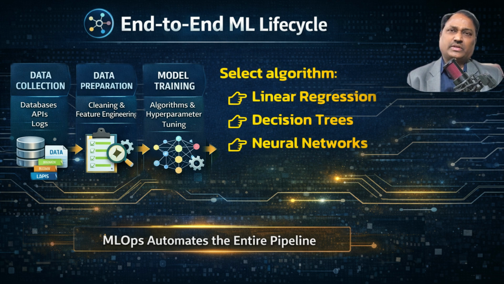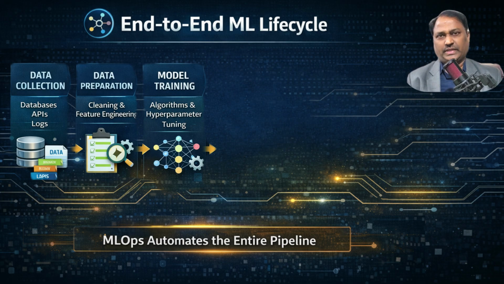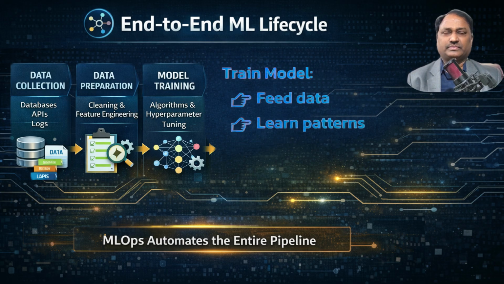What happens here? We select an algorithm. Example, linear regression, a simple algorithm used to predict continuous values based on relationship between variables. Decision trees, a model that makes decisions by splitting data into branches based on conditions. Neural networks, a powerful model inspired by the human brain that learns complex patterns from data. Okay, next is train model.